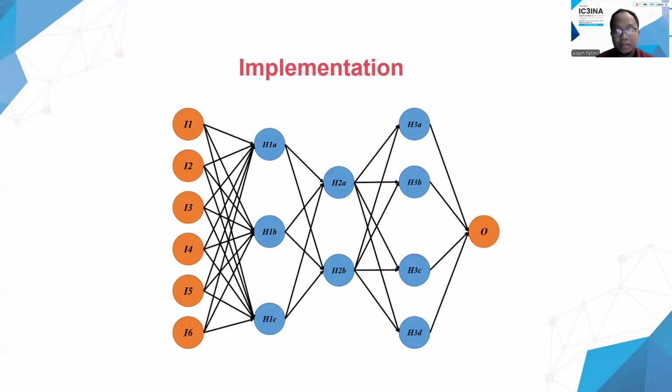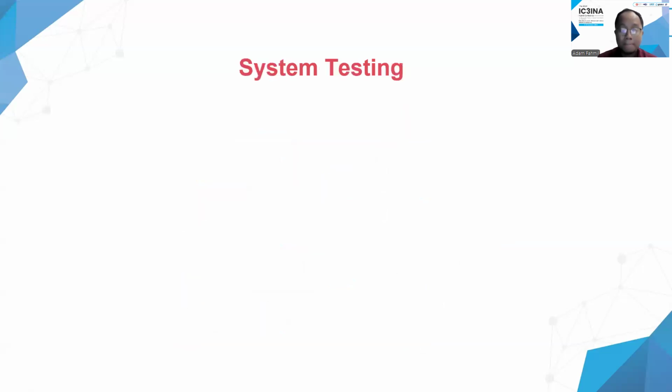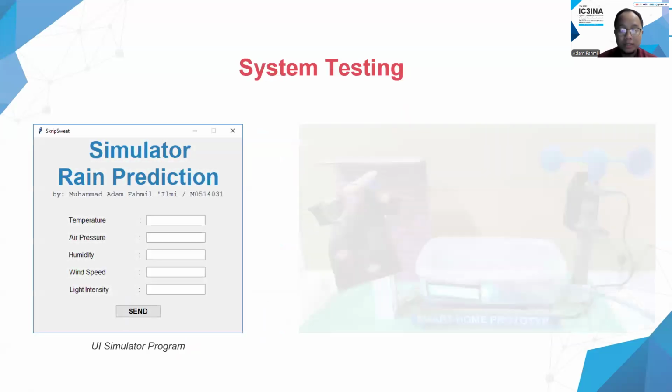From the left side, there are 6 inputs because there are four sensors, but we got the temperature twice, from the DHT11 and also the BMP180. And on the right side, there is only one output, because we will get the result of rain or no rain.